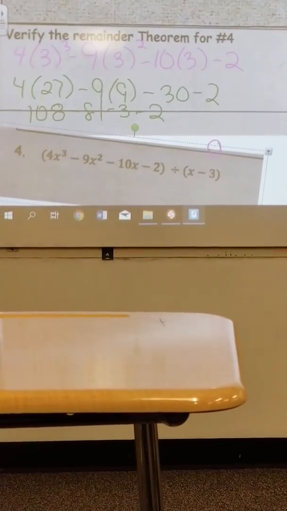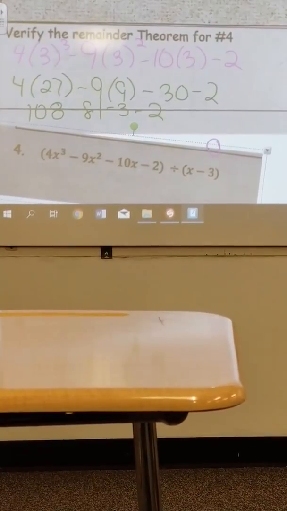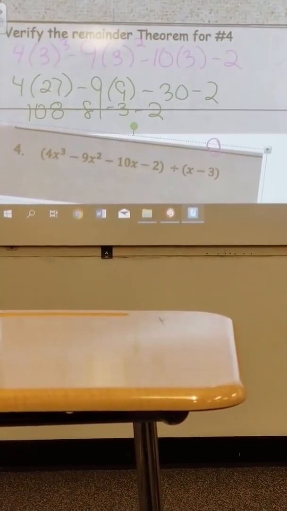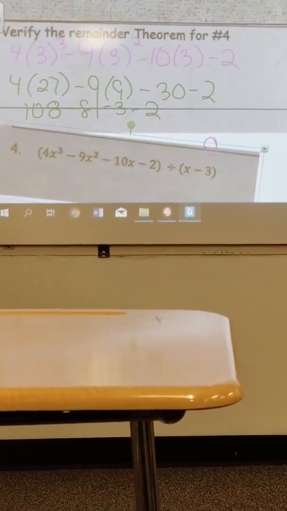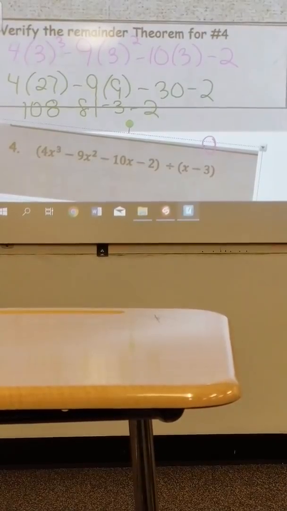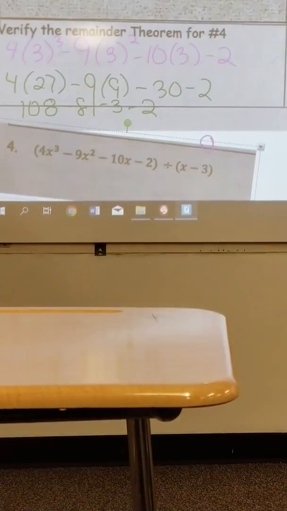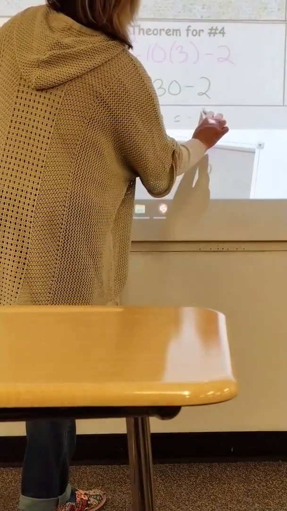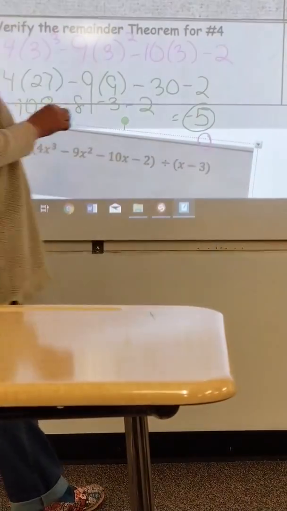If you put that all in your calculator, any guesses what you think you might get? What was our remainder? I get 5. Negative 5. You get a negative 5. So all of that equals a negative 5.